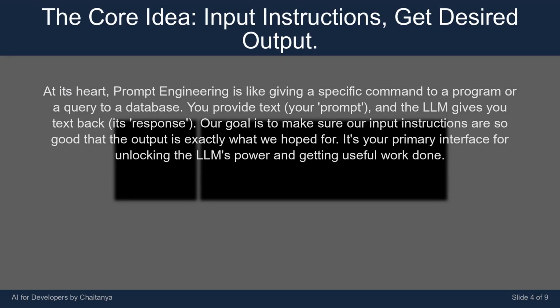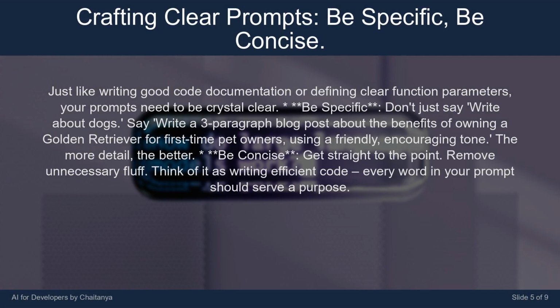At its heart, prompt engineering is like giving a specific command to a program or a query to a database. You provide text, your prompt, and the LLM gives you text back, its response. Our goal is to make sure our input instructions are so good that the output is exactly what we hoped for. It's your primary interface for unlocking the LLM's power and getting useful work done. Just like writing good code documentation or defining clear function parameters, your prompts need to be crystal clear.